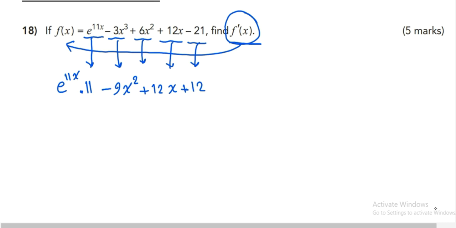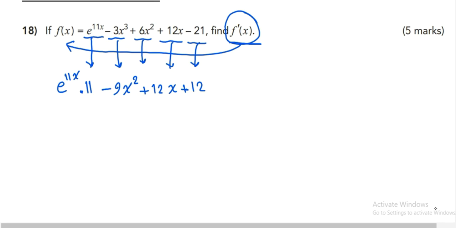The last term, negative 21, its differentiation equals 0 because it's a constant term or absolute term. Constant or absolute term does not mean it's a number. No. We can get a term with letters but it's constant, or absolute term, and its differentiation equals 0. When the differentiation of the term equals 0, not only when it's a number without letters.